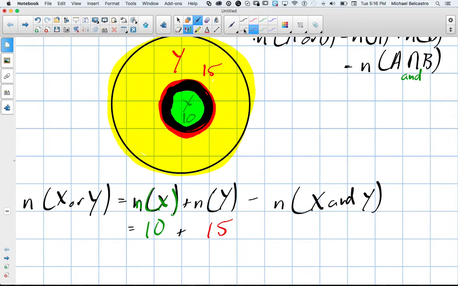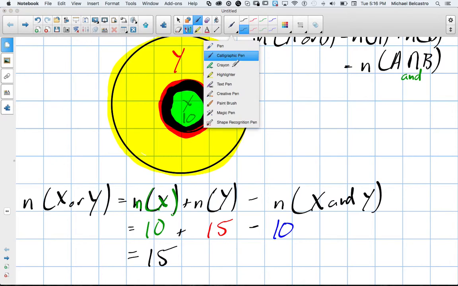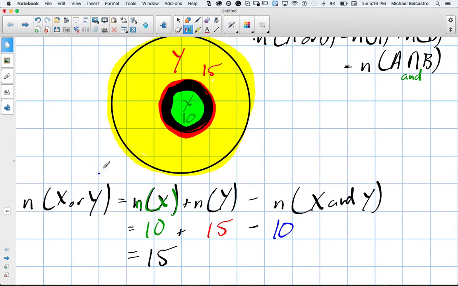So we need to subtract blue, x and y. Well, x and y is those 10 units. It's all of those. So we're subtracting that 10 there. So when it comes to this formula, essentially our answer is 15. And depending on if something is a subset, like this one is, the x and y is exactly what the subset is. It's everything within it.